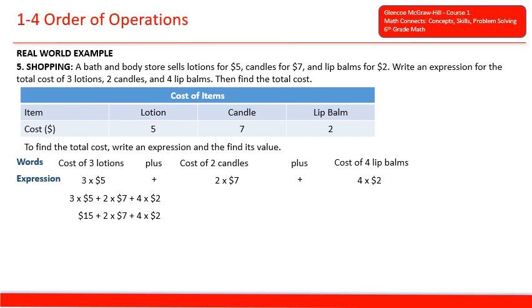So 3 times $5 is $15. Then you notice the rest of the expression remains the same. So now we're going to do the next one from left to right, which is 2 times $7, and that is $14. So now we have $15 plus $14 plus 4 times $2. So now we have to do the last multiplication, and we end up with $15 plus $14 plus $8. Now we can add these up from left to right. We get $29 plus 8, and then we get $37.